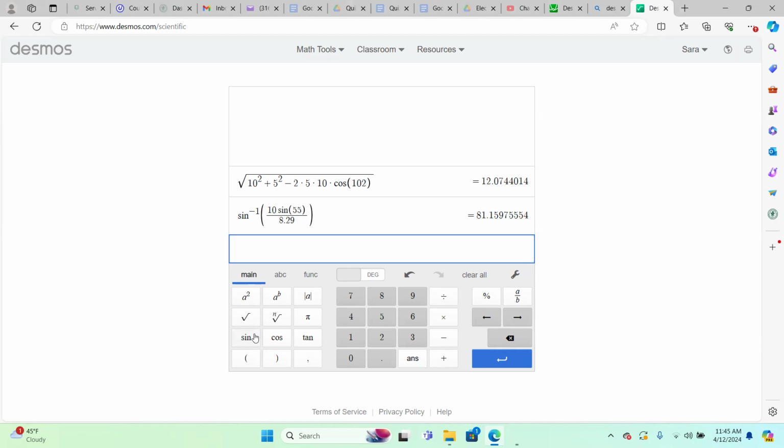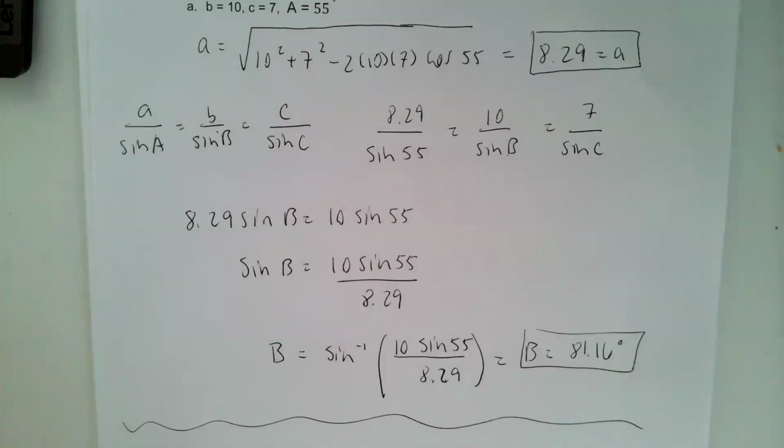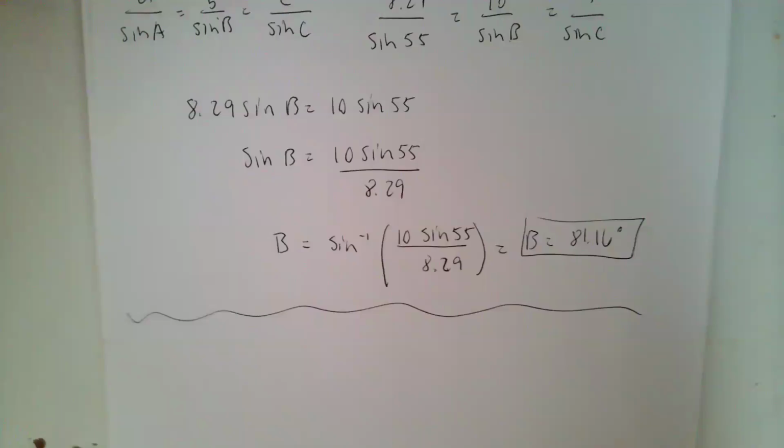And they have to equal 180. So we could do 180 minus the 55 we were given, minus the 81.16 that we just found. So we know that the angle C should be about 43.84. But I'm going to show that actually using our law of sines.